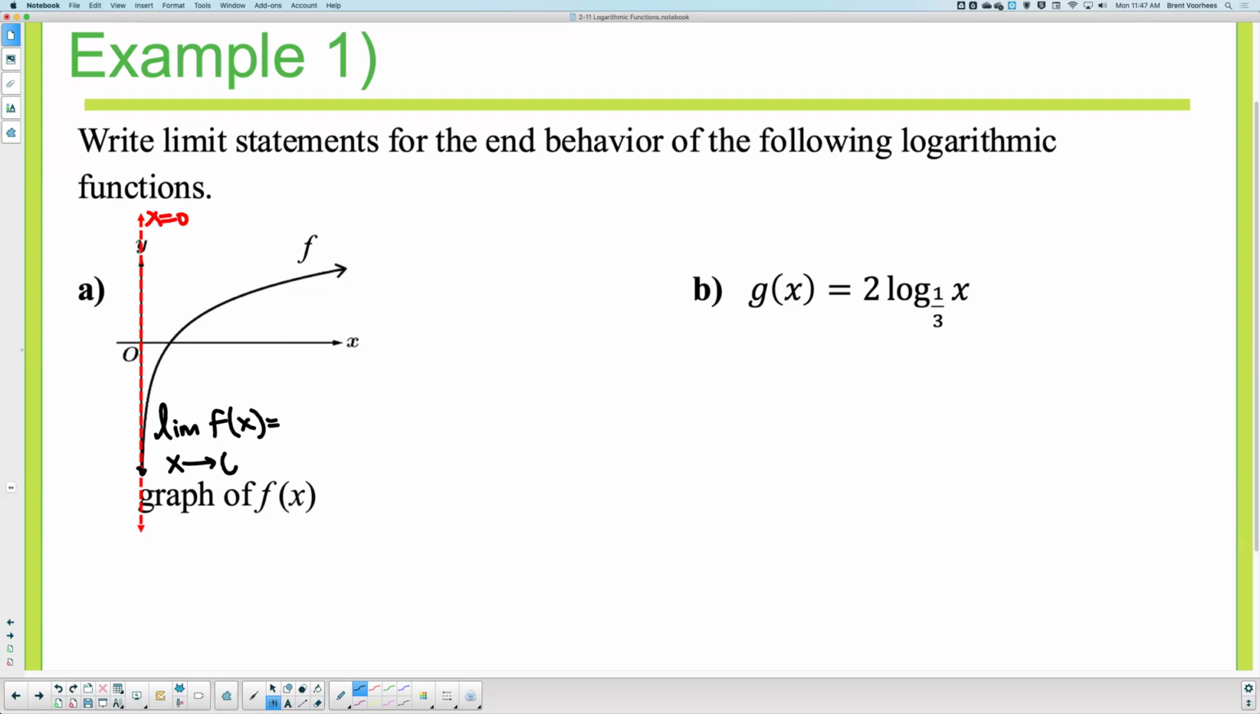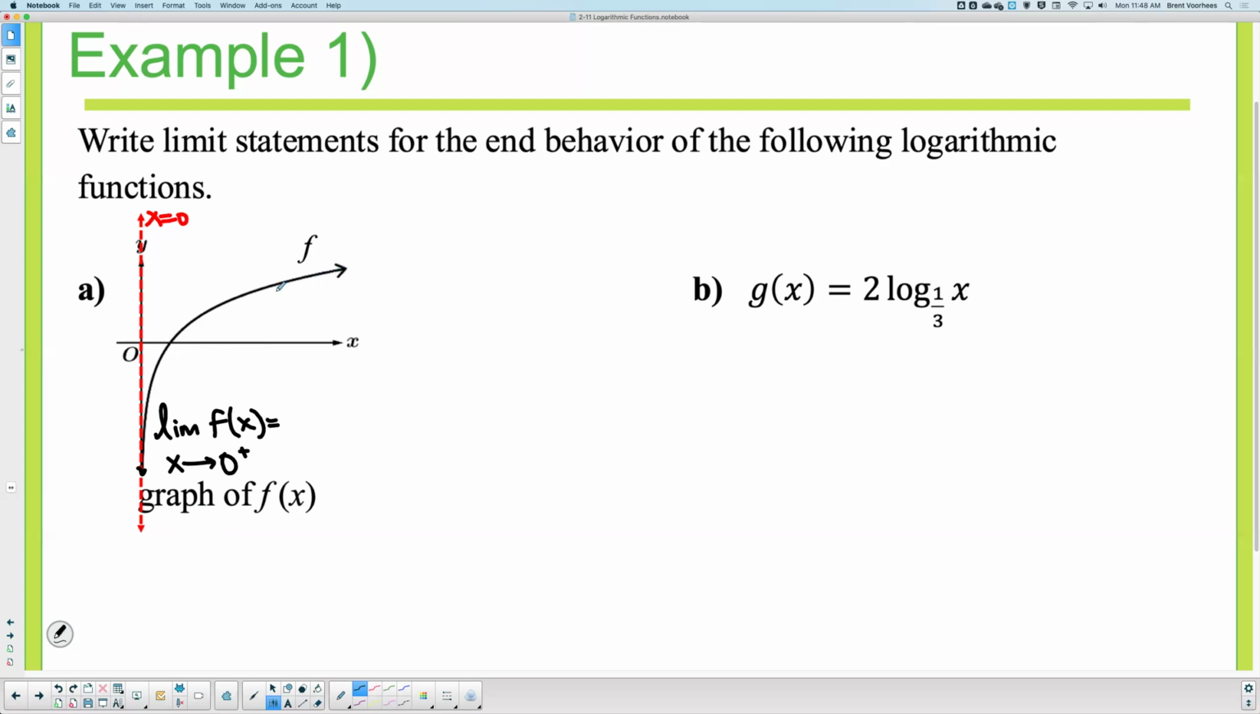The 0. Now, if you're ever on the x putting in a number, you need to put a plus or a minus. We're not on top of 0. Are we on the right side of 0 or the left side of 0? The right. So you put a plus. You're on the right side of 0. That's what that plus means on a limit.